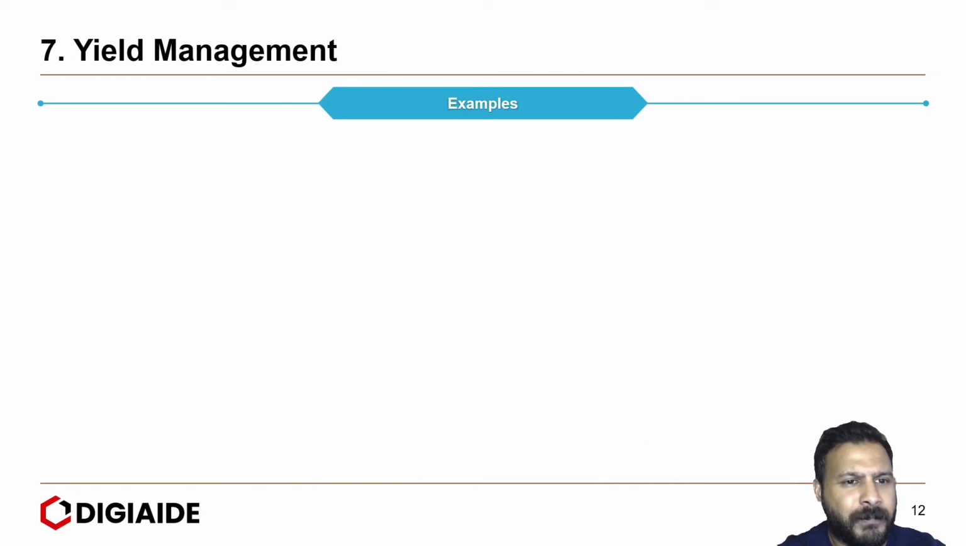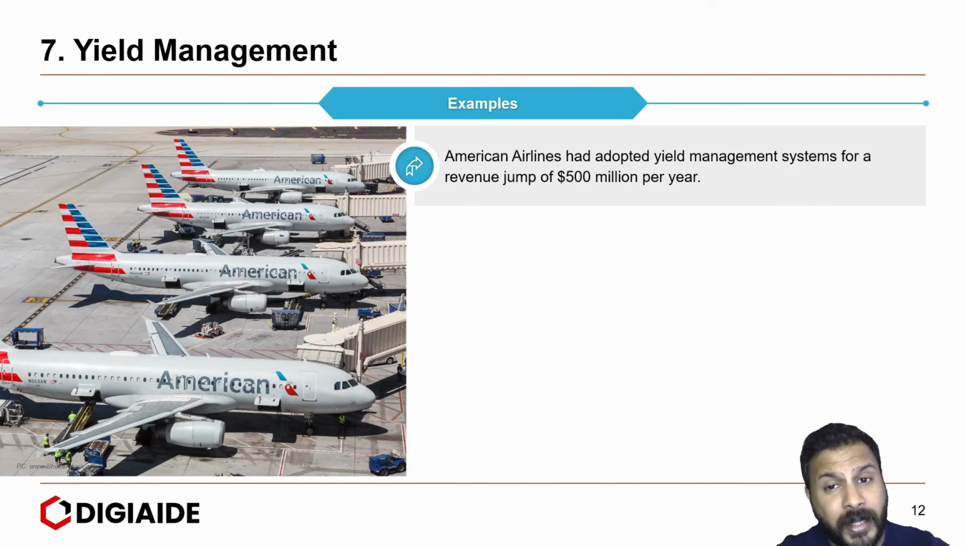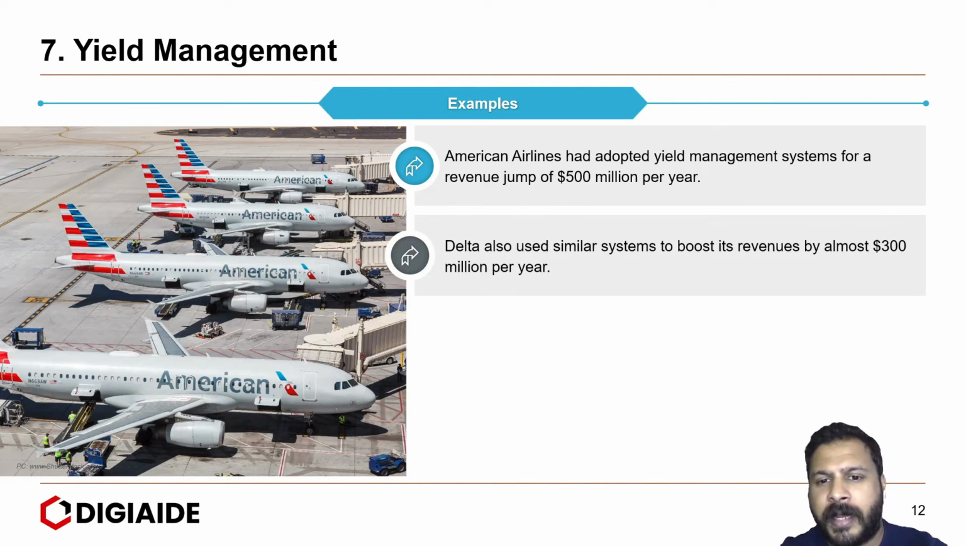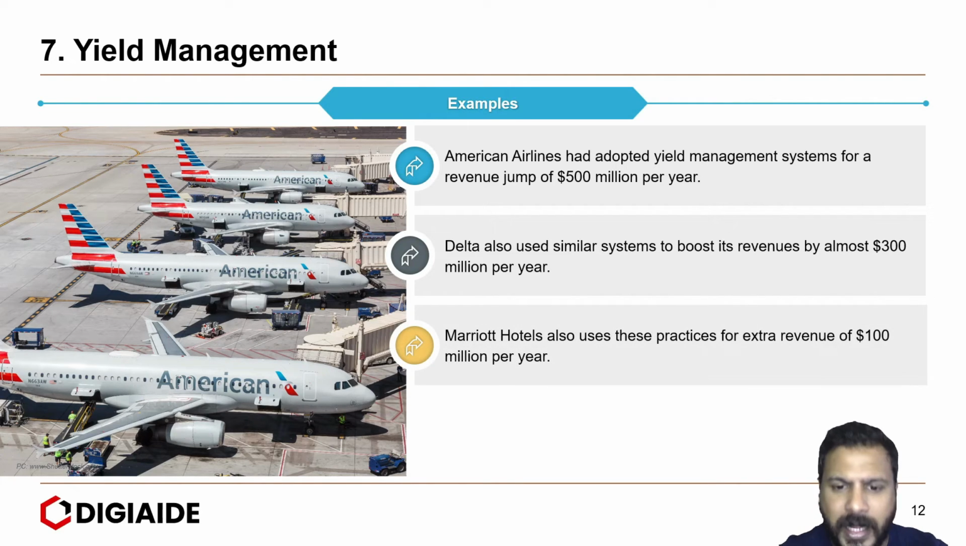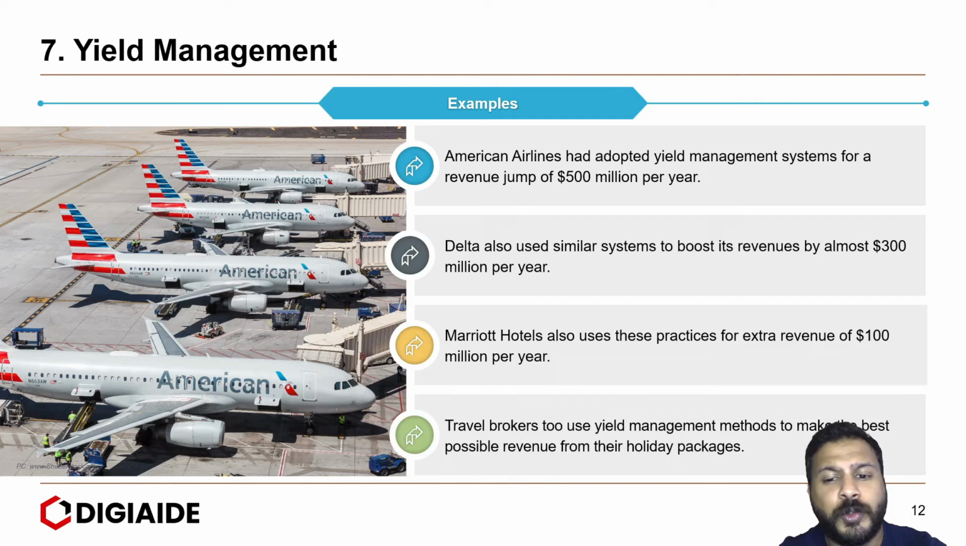Moving further, examples of yield management. American Airlines has adopted a yield management system for a revenue jump of $500 million per year. Delta, on the other hand, used a similar system to boost its revenue by $300 million a year. Hospitality major Marriott uses these practices for extra revenue of $100 million per year. Therefore, travel bookers too use yield management methods to make the best possible revenue from their holiday packages.